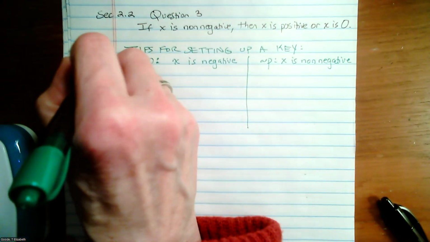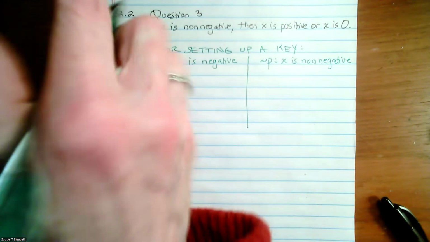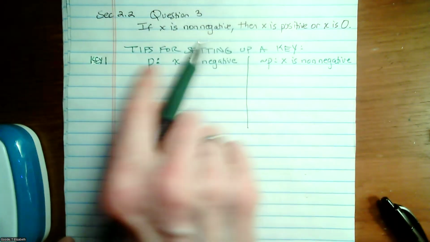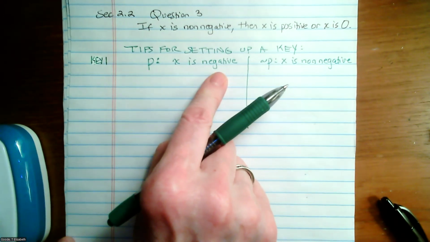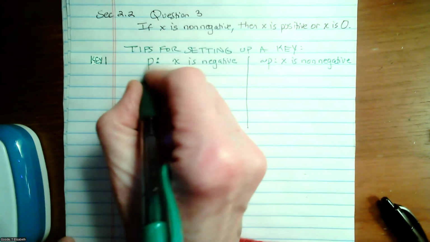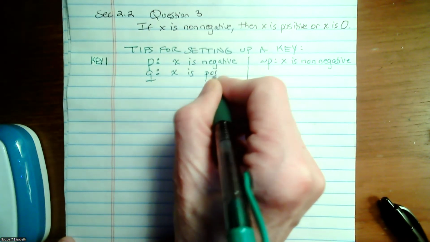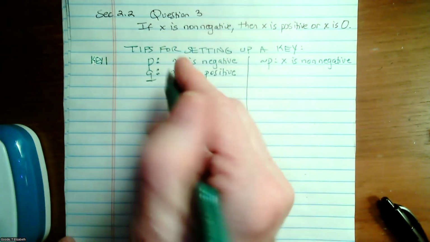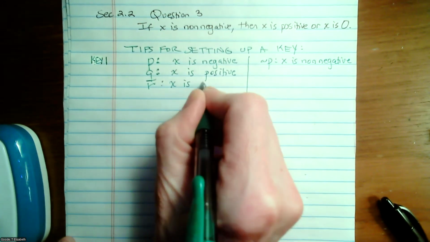So we can do it both ways. We could do key one and key two, and then we can go through it both ways and you can see which way you like better. So for key one, I'm just going to do everything in the affirmative. That's the way I usually do it. So the statement X is positive, I would just say that's the statement Q, rather than X is not positive being Q. See what I mean? And R would be X is 0.